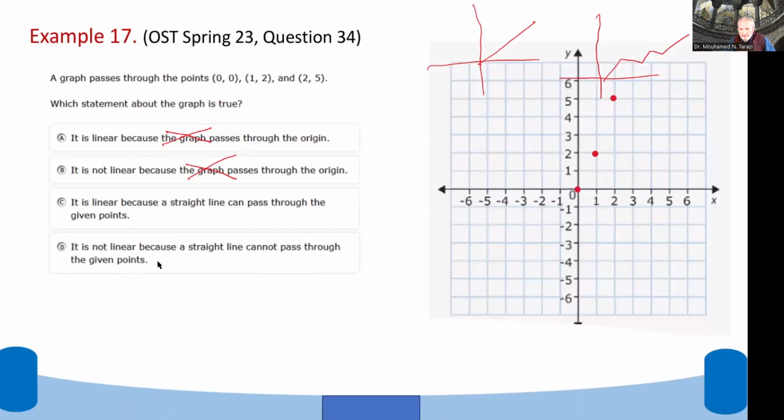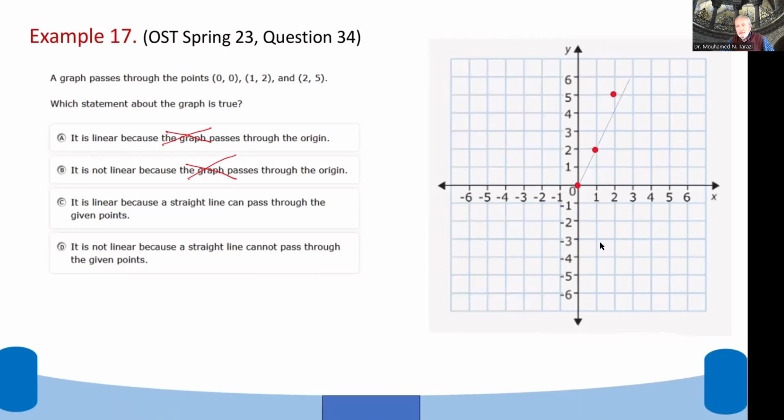So let me clean this up a little bit here so we don't have this here, okay? I'm drawing these 3 points, and if I draw a line between these two, I see it's not passing through the third one, so this is my answer. My answer: it's not linear because a straight line cannot pass through the given points.